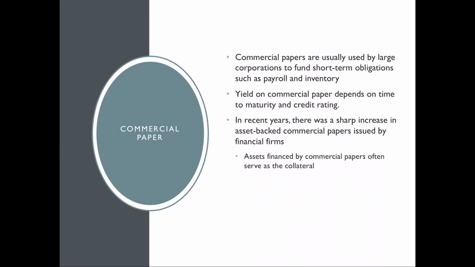So hence the name, the asset-backed commercial papers, and that collateral, the assets, were those subprime mortgages. So when subprime mortgages started to default, large banks found themselves unable to issue new commercial paper due to these defaults in subprime mortgages, which were the assets that were financed by commercial papers, serving as the collateral.